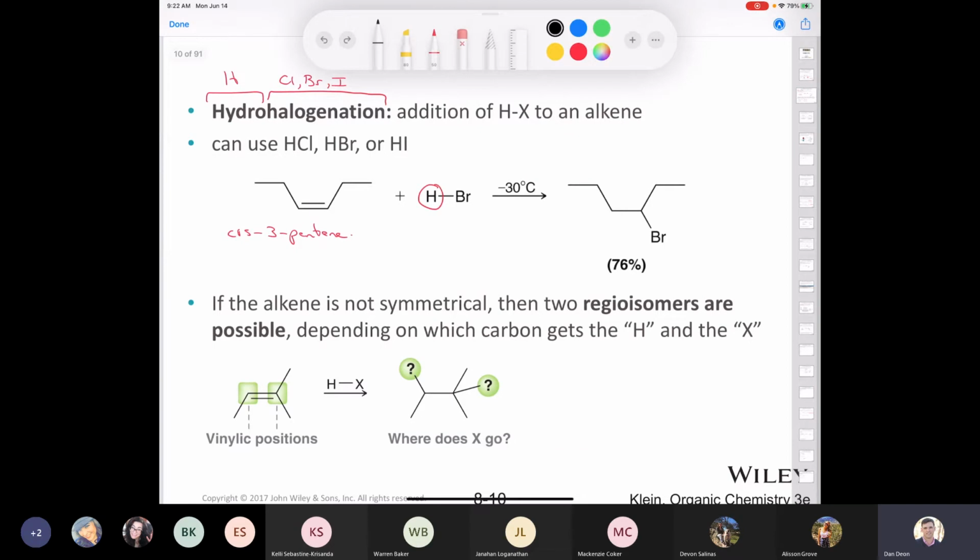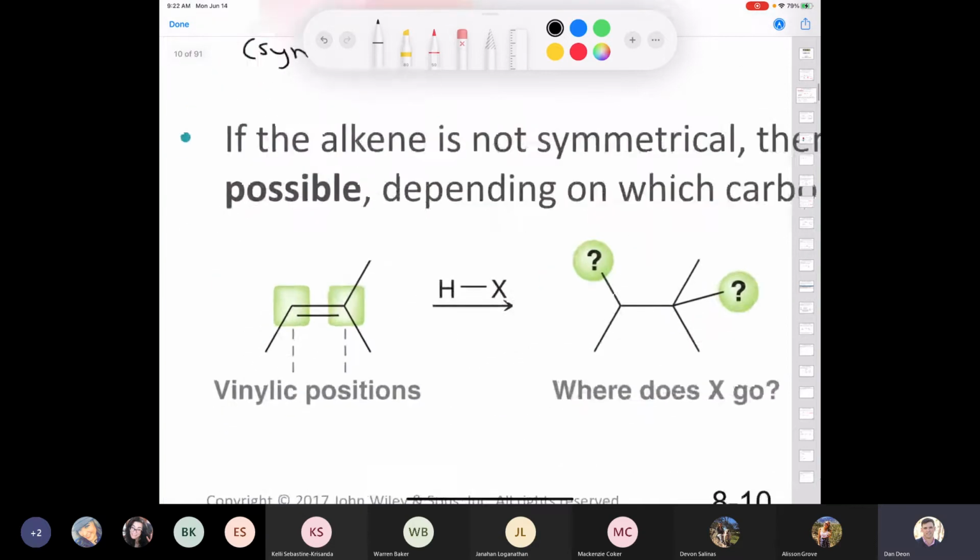low temperature. Well, what happens if the alkene isn't symmetrical? Right, this is a perfectly symmetrical alkene. You can see the plane of symmetry down the molecule here. So this is symmetrical. Okay. Well, what happens if you have something that's not symmetrical?